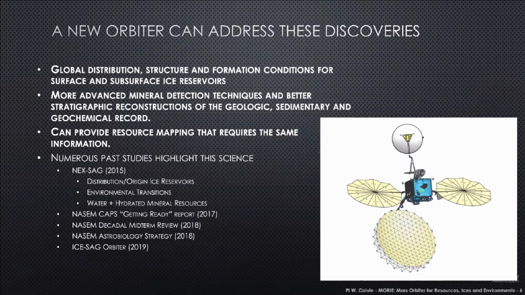There have been a number of reports coming out of the National Academies of Science, Engineering, Biology, and Planetary Science for the next decadal report, the decadal midterm review report, and an astrobiology strategy. And then most recently, MEPAG commissioned an ice and climate science analysis group, which also recommended an orbiter in order to address this ice science.